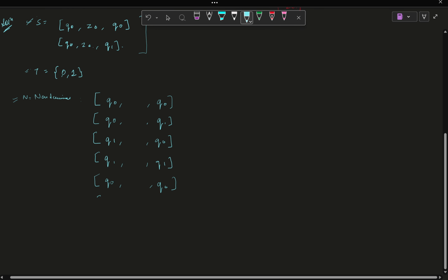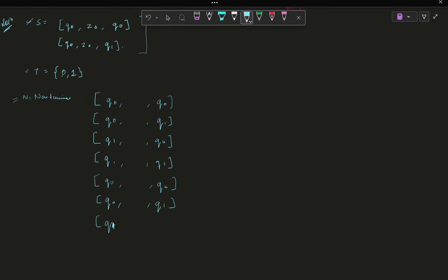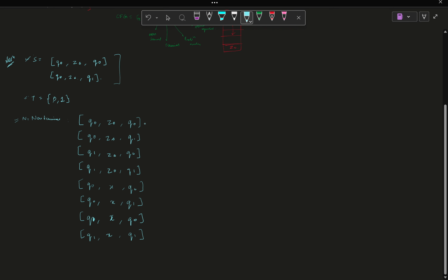So as you can see, we are basically making up all the possible variations, permutations and combinations of all the possible states that we have, and we are turning that into our non-terminals. So Z0, Z0, Z0, Z0, X, X, X, and X. So here we have all these non-terminals and we are going to name them for simplicity and for the sake of organization. So A, B, C, D, E, F, G, H, right? So these are our non-terminals. So we have already defined these non-terminals.